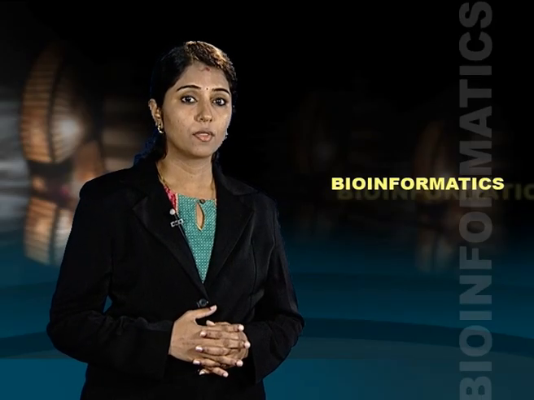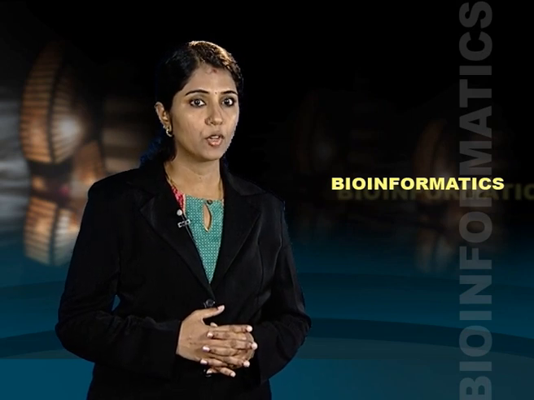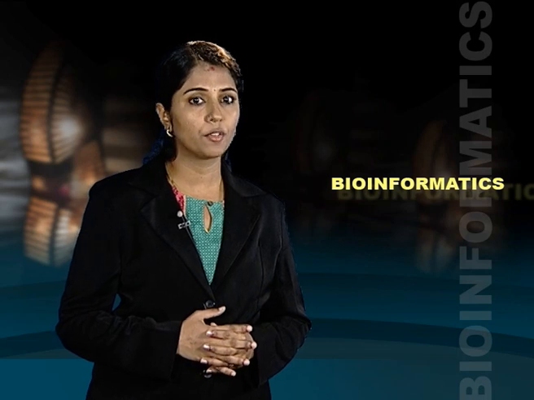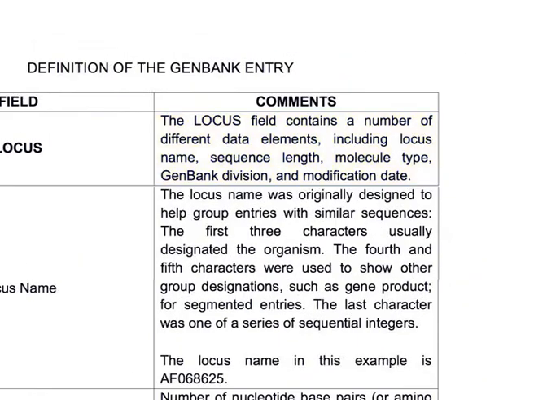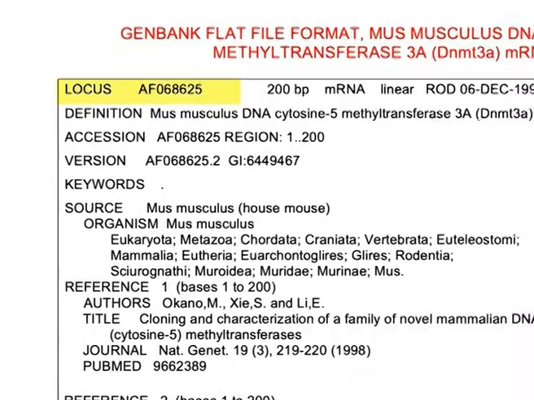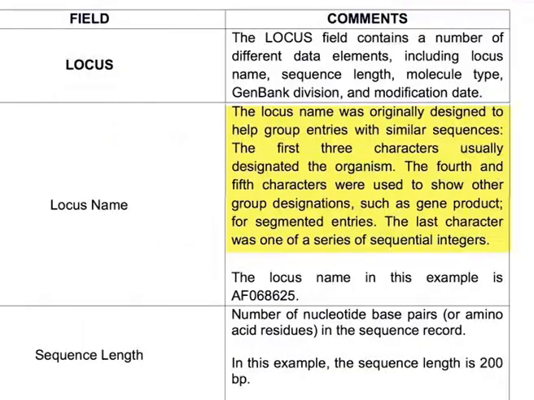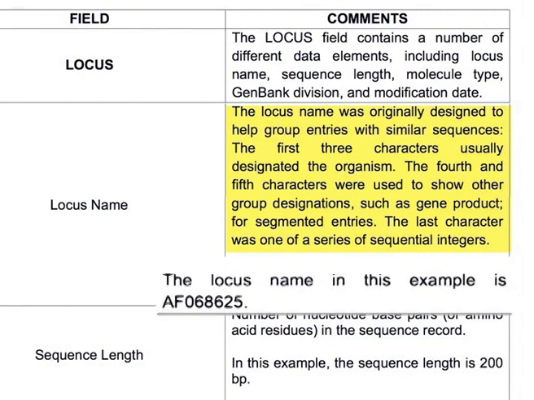Now, we will see the various fields which are obtained from a GenBank entry and study each field in detail. Locus. The locus field contains a number of different data elements including locus name, sequence length, molecule type, GenBank division and modification date. The locus name in this example is AF068625.